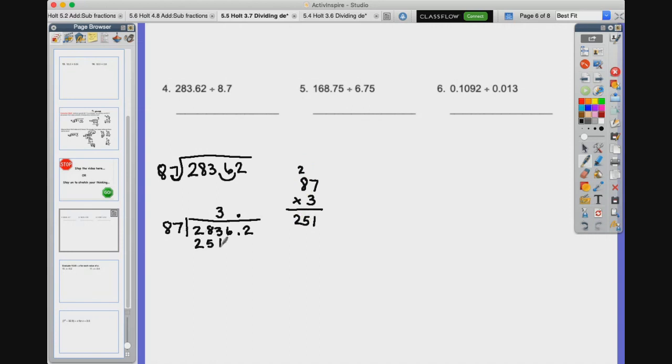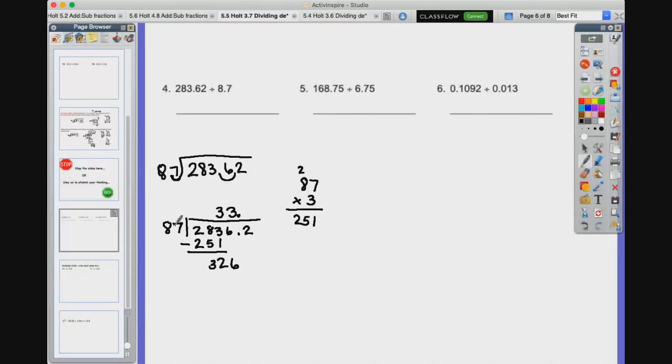Yep, that works. I subtract it. I had 32 left, I bring down my 6. So when I bring down my 6, I have 326 now divided by 87. And I know for sure that 87 is going to go into 300 3 times. So I'm going to say 3 again.